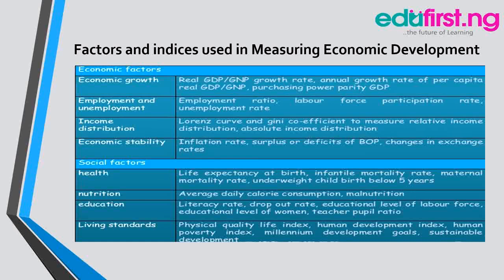Now, social factors. We'll look at health: life expectancy at birth, infant mortality rate, maternal mortality rate, underweight childbirth below 5 years; nutrition: the average daily calorie consumption and malnutrition; education: literacy rate, dropout rate, educational level of labor force, educational level of women, teacher-pupil ratio; standard of living, that is the physical quality of life index, the human development index, the human poverty index, millennium development goals, and sustainable development.